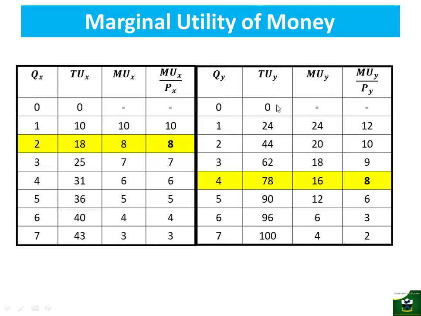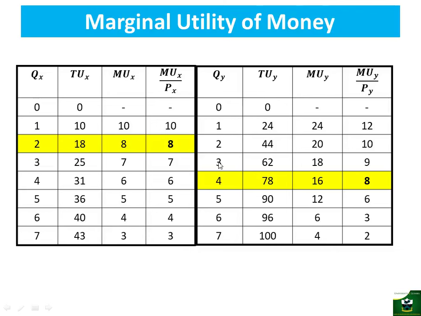If you go to good y, we also have the quantity of y and total utility of y. Marginal utility at the 0 quantity of y is undefined. Then marginal utility at the first unit is 24, because total utility is 24, so we subtract 24 minus 0 divided by 1 minus 0. For the second unit, total utility is 44, meaning our marginal utility will be 44 minus 24 divided by 2 minus 1, and we'll get a marginal utility of 20.